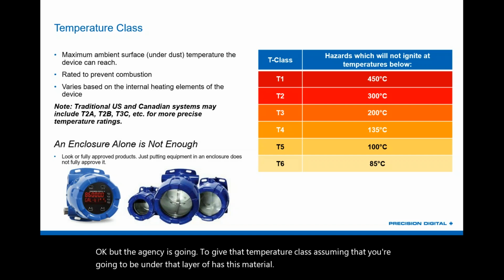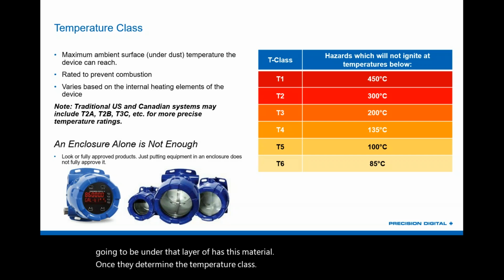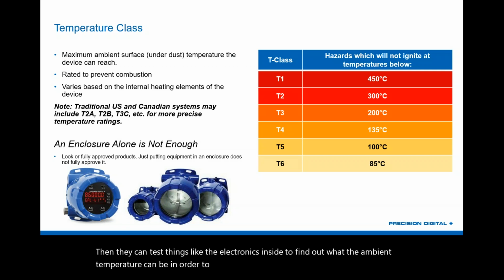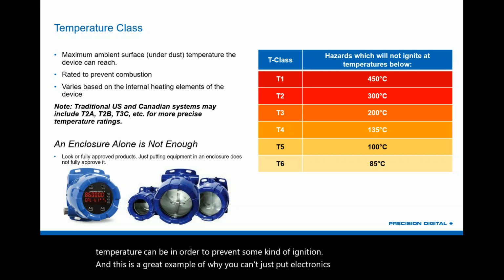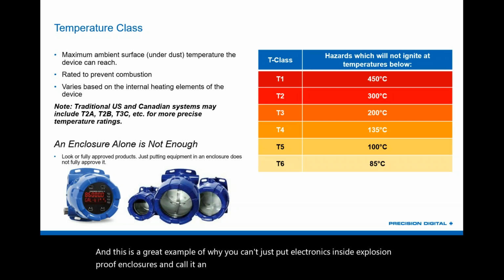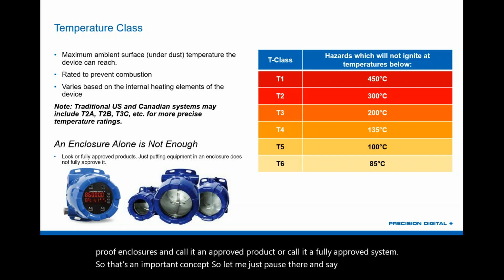Once they determine the temperature class, then they can test things like the electronics inside to find out what the ambient temperature can be in order to prevent some kind of ignition. And this is a great example of why you can't just put electronics inside explosion-proof enclosures and call it an approved product or call it a fully approved system. So that's an important concept. So let me just pause there and say it one more time for you.